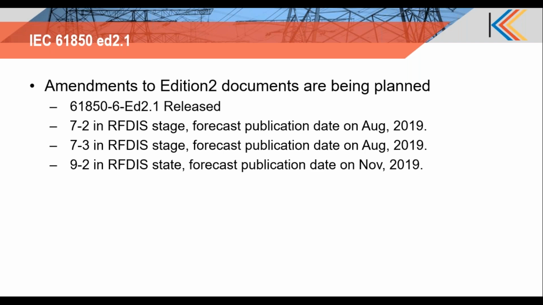That's about IEC 61850-6. And similarly, we have amendments that are getting ready for 7-2, 7-3, and 9-2. So 7-2 and 7-3 are expected to be released by August of 2019, and the 9-2 release is expected by the end of this year, that's November 2019. So that's the current status of IEC 61850 editions.